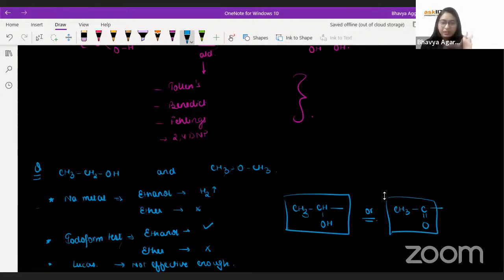Same way, Tollens reagent looks like it's just for aldehydes. But some of you may have forgotten that last year in alkynes you also did Tollens reagent. Terminal alkynes also give the Tollens test. But these are not the only two; there are many other compounds which also give the Tollens reagent test. We'll be doing it in advanced.